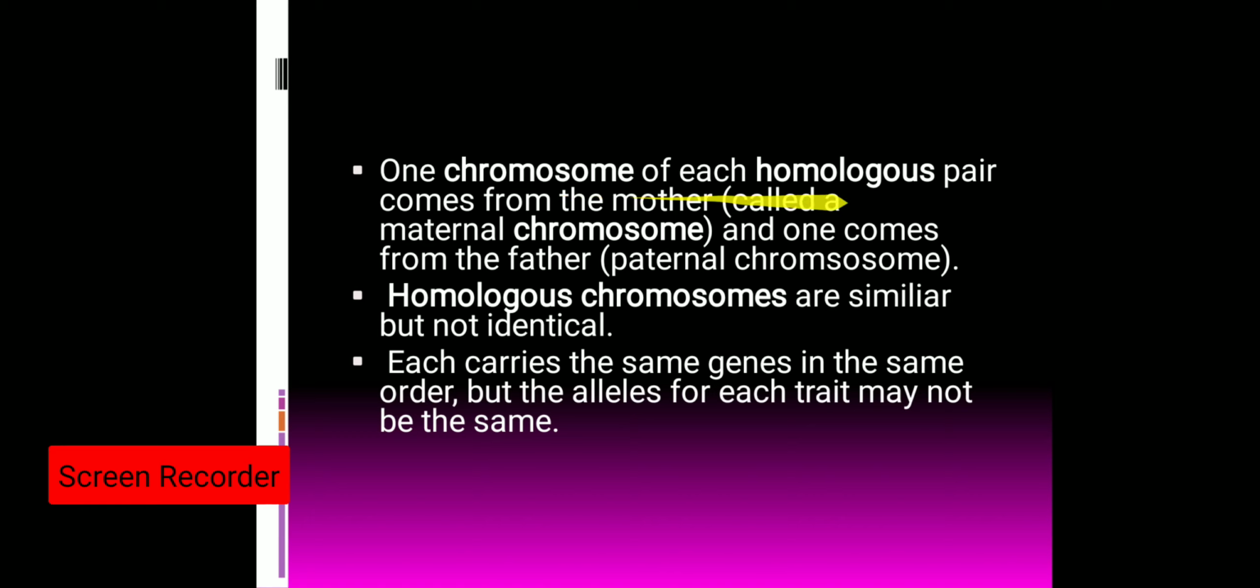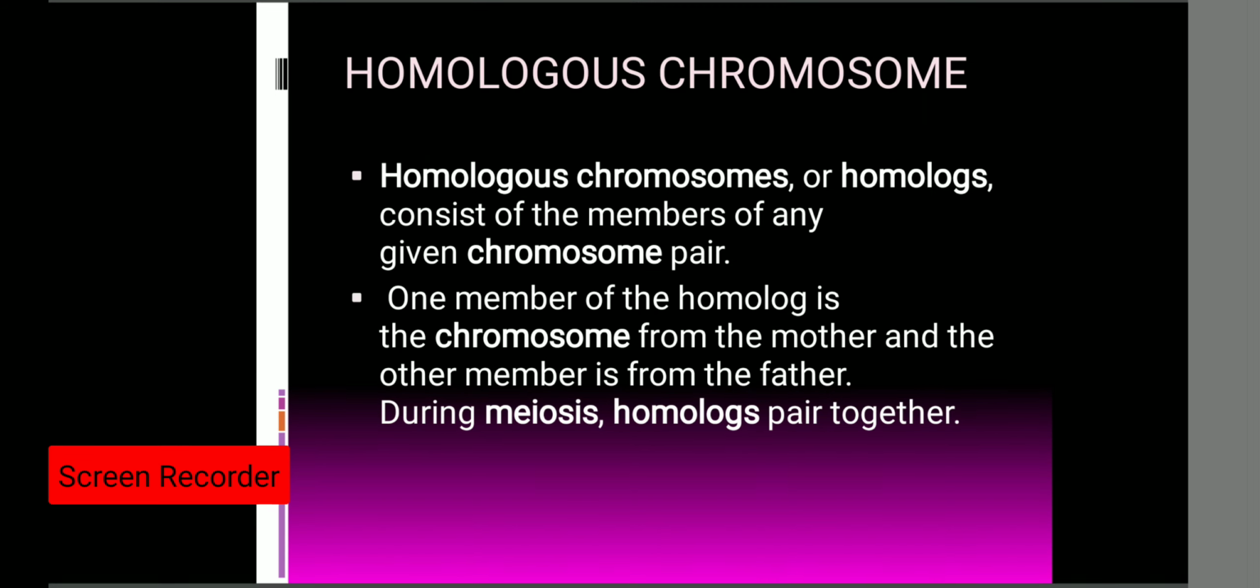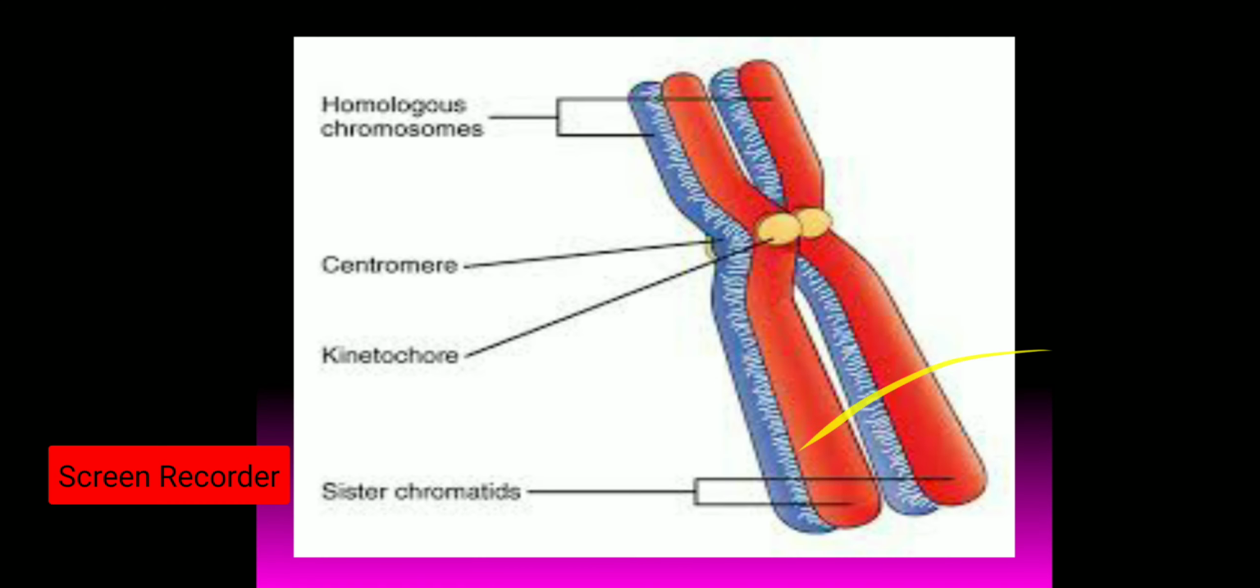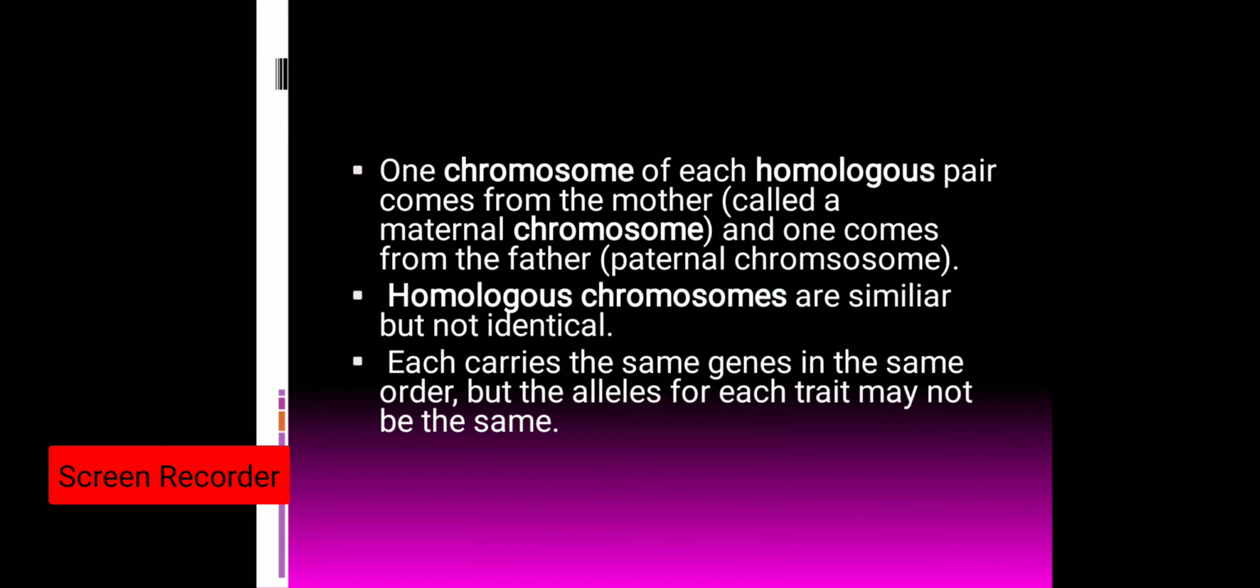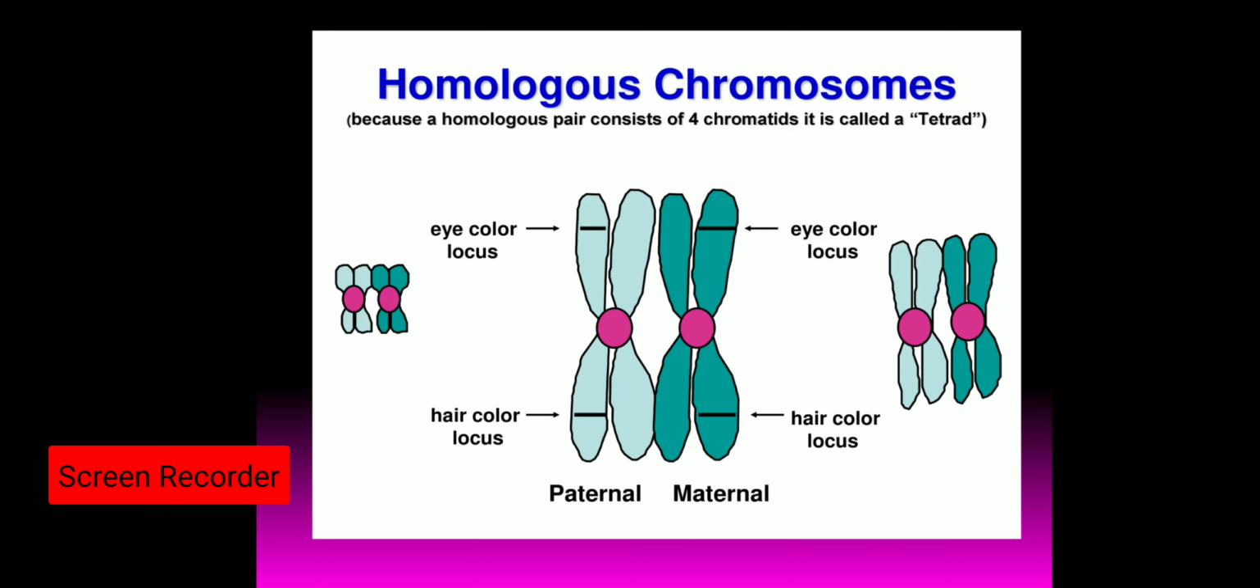One chromosome of each homologous pair comes from the mother, called the maternal chromosome, and one from the father is known as the paternal chromosome. Like here, for example, the red one is the maternal chromosome and the blue one is the paternal chromosome. Homologous chromosomes are similar but not identical. For example, this is chromosome number 1 and this is also chromosome number 1. This is coming from the father's side, this is coming from the mother's side. So they are similar to each other.